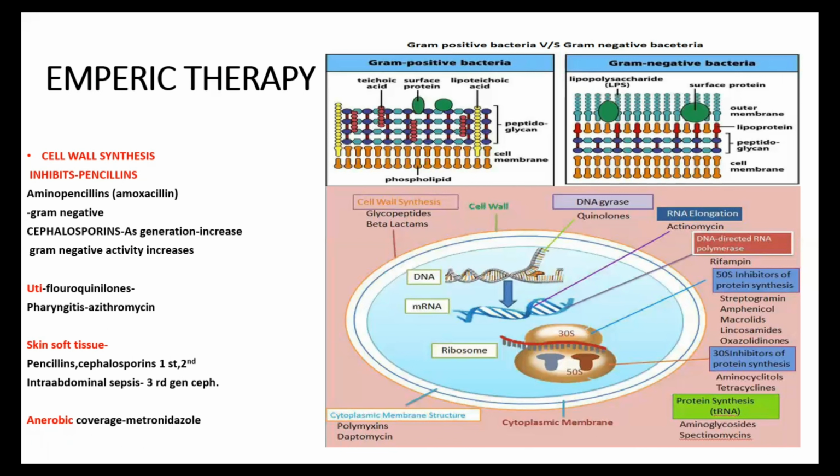Cephalosporins: as generation increases, gram-negative activity increases. Initial penicillins are mostly effective against gram-positive bacteria, whereas aminopenicillins and small molecular penicillins are effective against gram-negative bacteria. For UTI we give fluoroquinolones, and for pharyngitis azithromycin. For skin and soft tissue, penicillin and first and second generation cephalosporins, and for intra-abdominal sepsis, third generation cephalosporins. If you want anaerobic coverage, metronidazole.